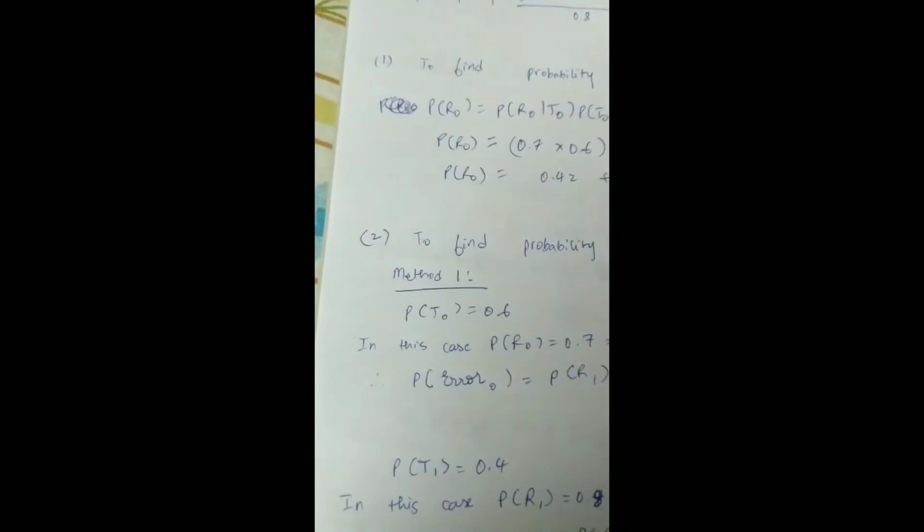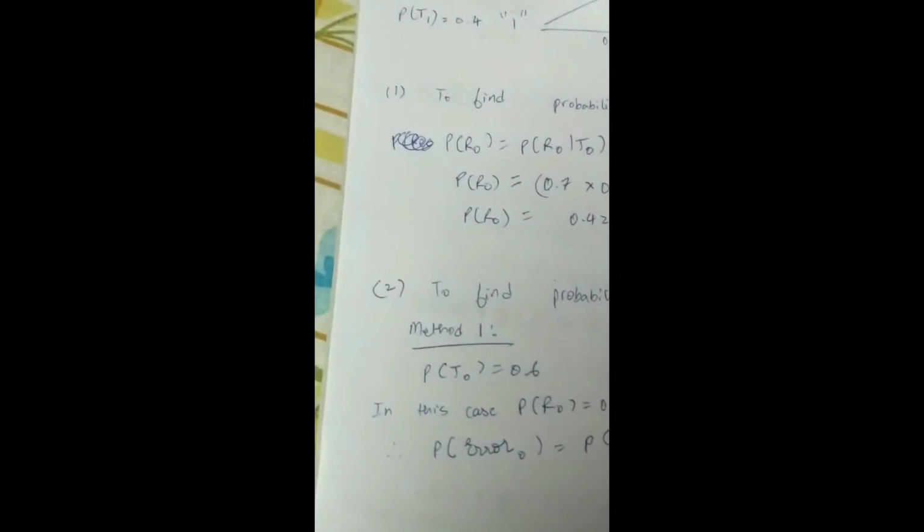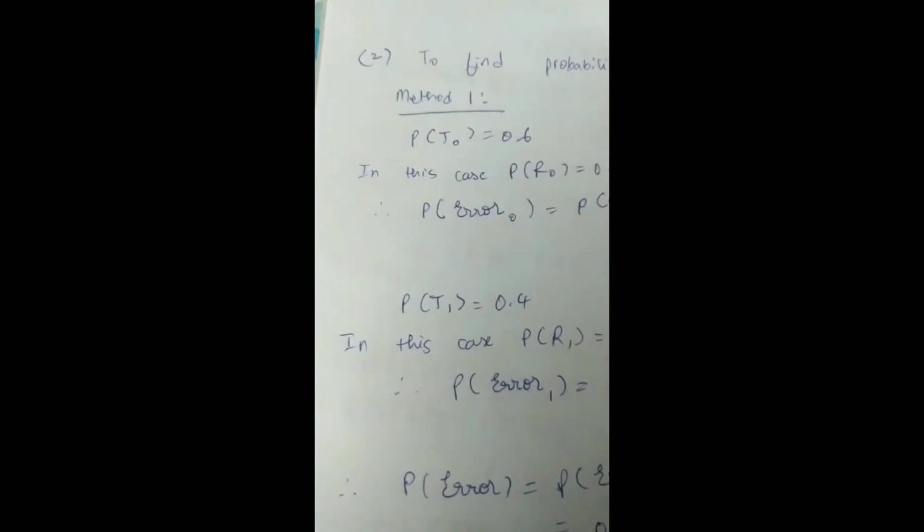Next, we have to find the probability of error. That is the probability that 1 is received when 0 was transmitted and 0 is received when 1 was transmitted. I have solved this using two methods. In the first method, we know that probability of transmitting 0 is 0.6 and in this case probability that 0 is received is 0.7, which means that probability that 1 is received is 1 minus 0.7, that is 0.3. So the error in this case would be probability that 1 is received times probability that 0 is transmitted, which would be 0.18.